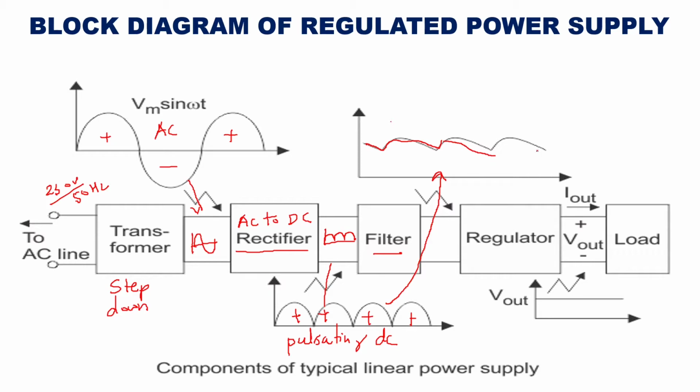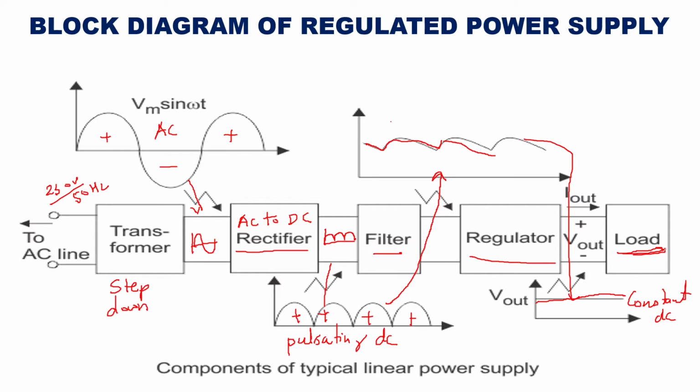Now that pure DC should be converted into a constant voltage by the regulator. So this regulator will convert this pulsating DC into a constant line. So here you can see a constant DC. That will be done by the regulator, and then it is given to the application, which is the load. That means the load will get a constant DC voltage because of the regulation of the power supply. A regulator is used in the normal power supply.